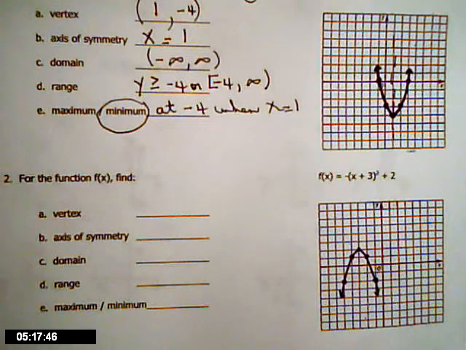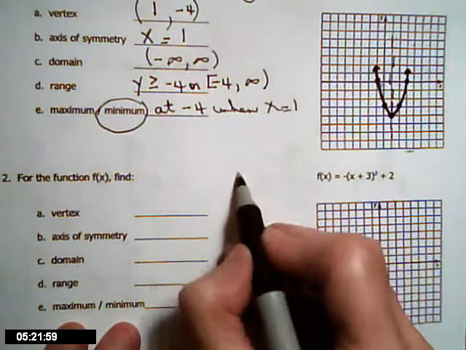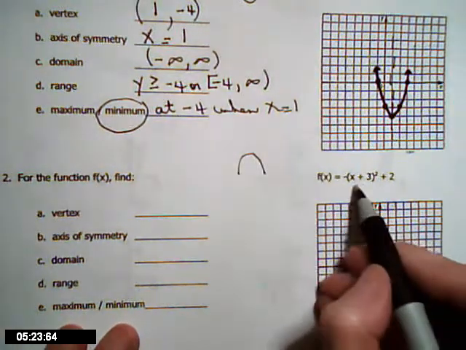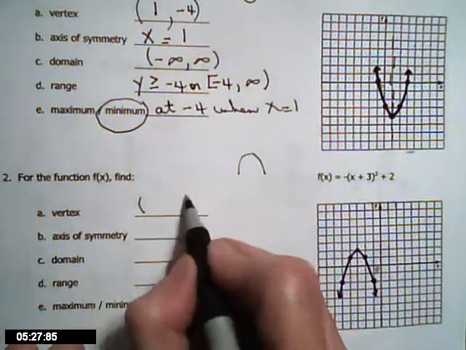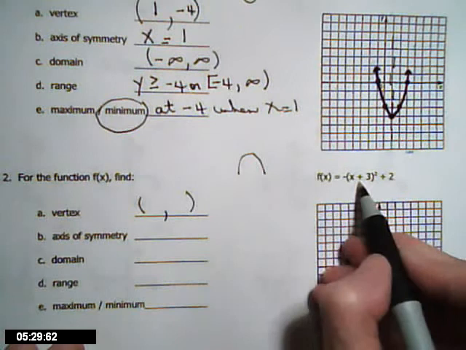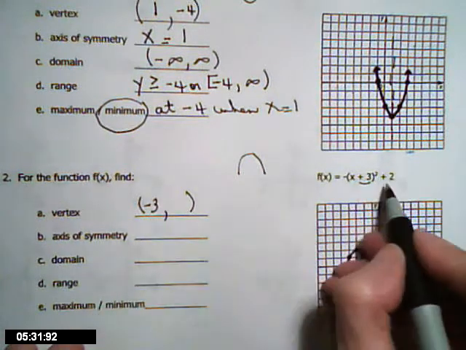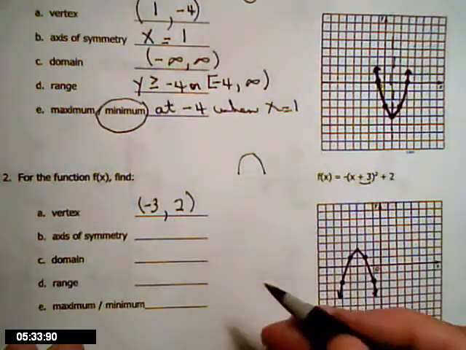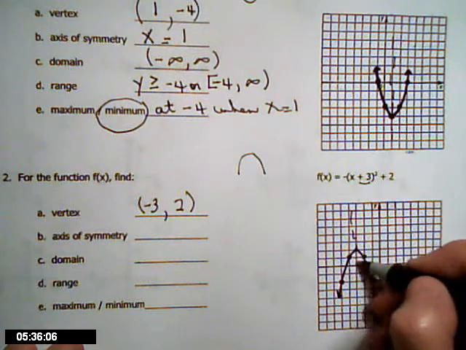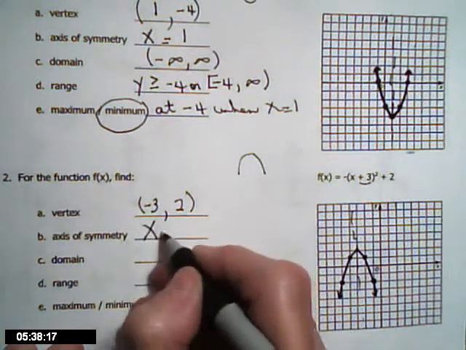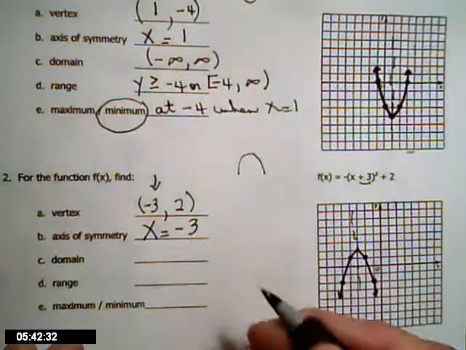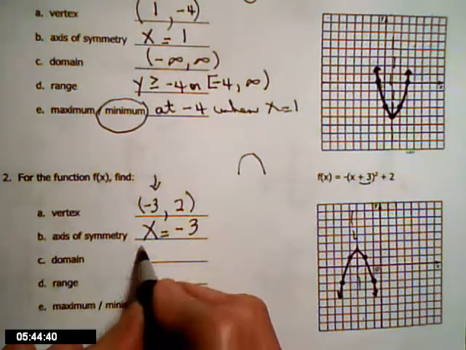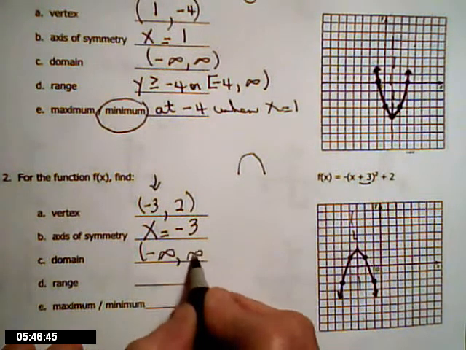Okay, let's look at our second one. Y equals negative, which tells me it opens downward. X plus 3 squared plus 2. The vertex is an ordered pair. Take the x out, change its sign, use the y. The axis of symmetry is a vertical line. Vertical lines are named x. The only x you have is in your vertex. The domain of all parabolas are all real numbers.